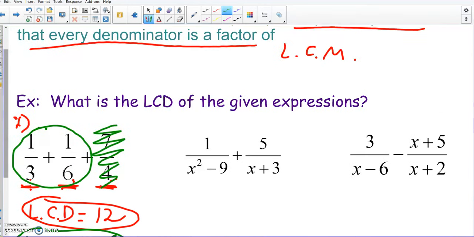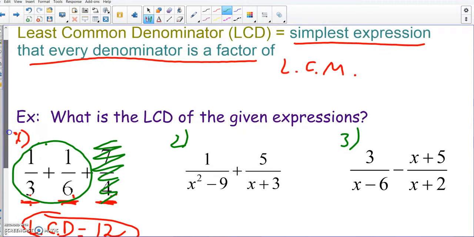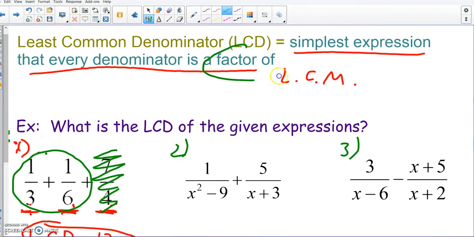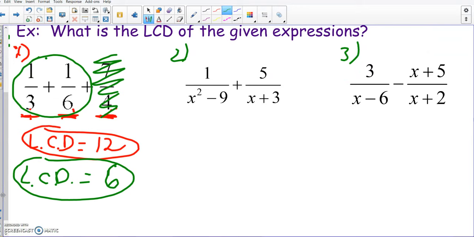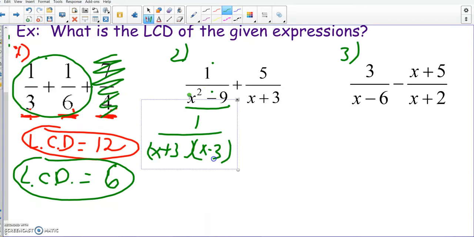Now, life gets more fun when we deal with examples 2 and 3, when the denominators have variables. Now, because the definition of least common denominator does involve the word factor of, my eye goes to the denominator of fraction 1, x squared minus 9. I believe that itself could be factored. Numbers that multiply to be negative 9 and combine to be 0. x plus 3, x minus 3.